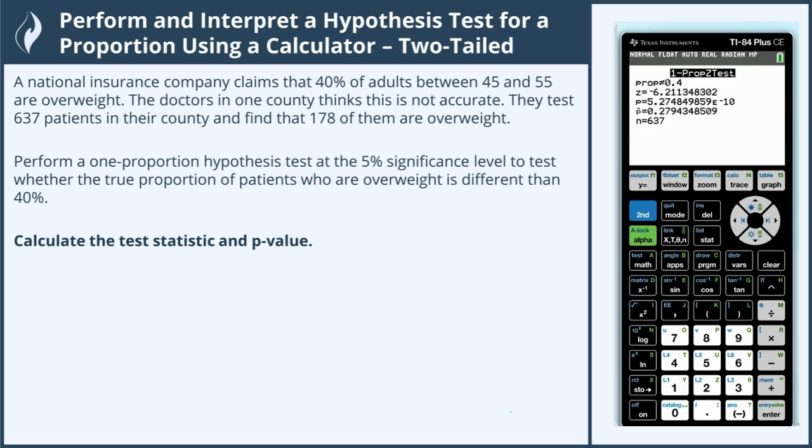We end up with a z of negative 6.21134 and a p of 5.27 e to the negative 10. Basically, it's 0, because the e to the negative 10 means you would have to move your decimal place 10 places to the left.